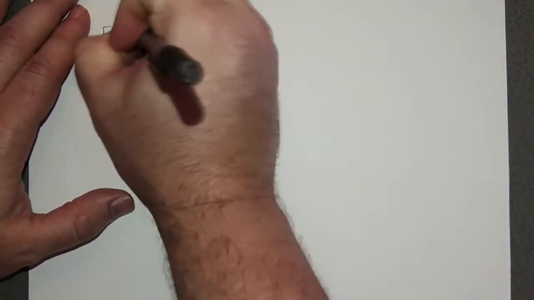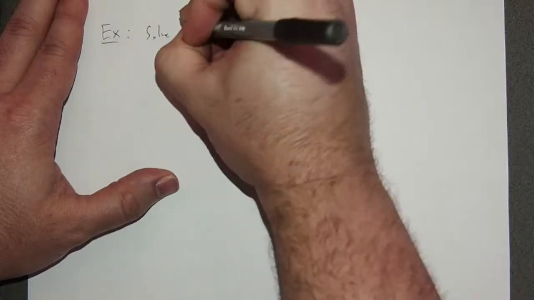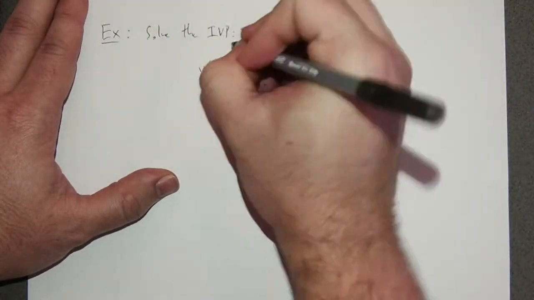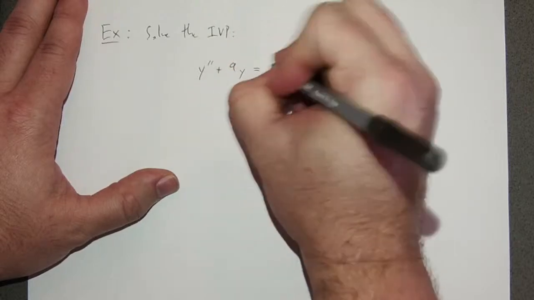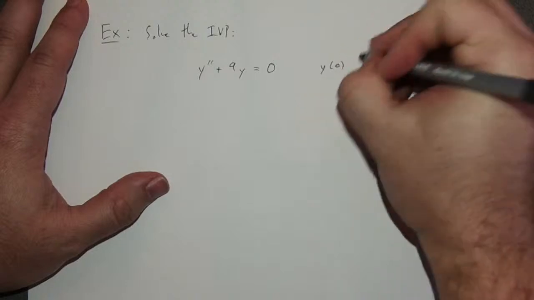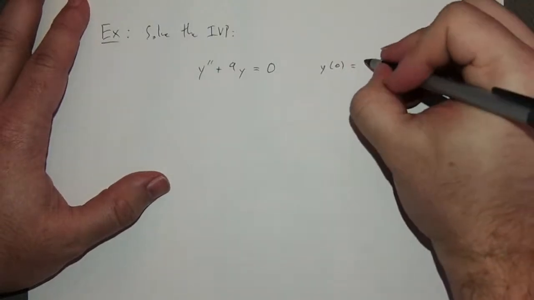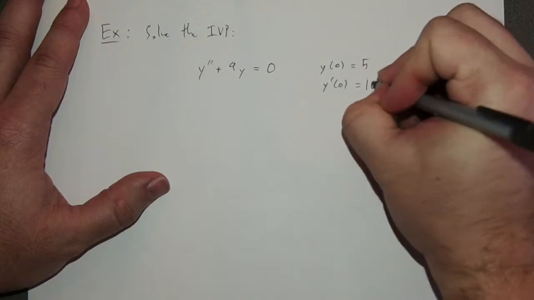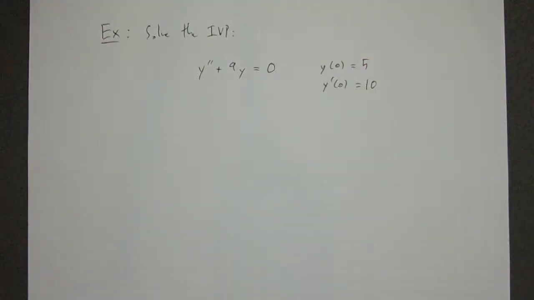Let's do another example. All right, so let's solve the IVP. That is y double prime plus 9y is equal to 0, where y of 0 is equal to 5 and y prime of 0 is equal to 10.